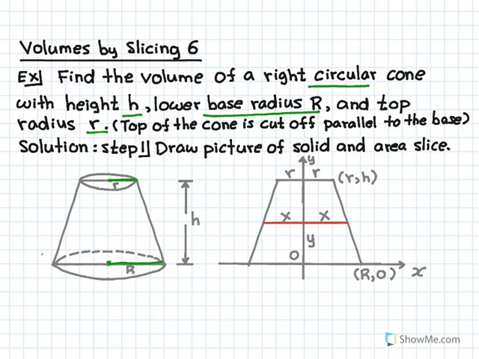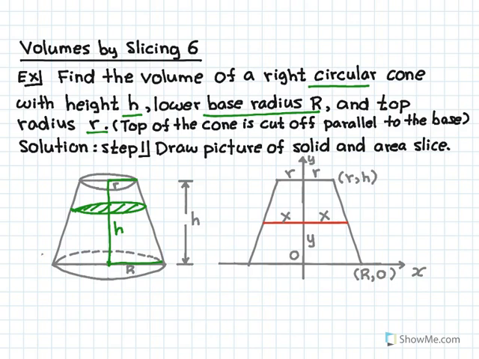So the first step, as usual, is to draw a picture of the solid and the cross-sectional area slice. The solid is drawn here, and you can see the top of the cone is cut off. The height is h. Our goal is to find the cross-sectional slice perpendicular to the direction in which we will add them. In this case, it's perpendicular to the height. We're going to add up these slices in the y direction and find the volume of the solid.